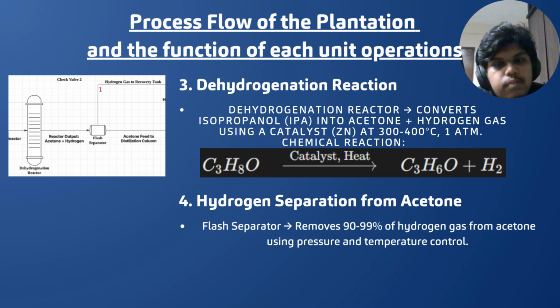The fourth process of the plant is the hydrogen separation from acetone. From the reactor, after the reaction, the product will move to the flash separator through the pipe, and it will be separated there by the flash separator, which removes 90 to 99% of hydrogen gas from acetone using pressure and temperature control.